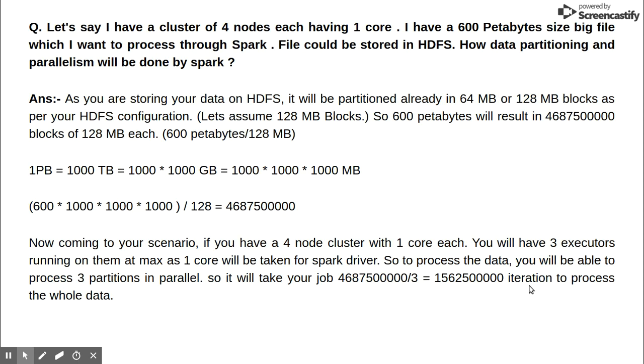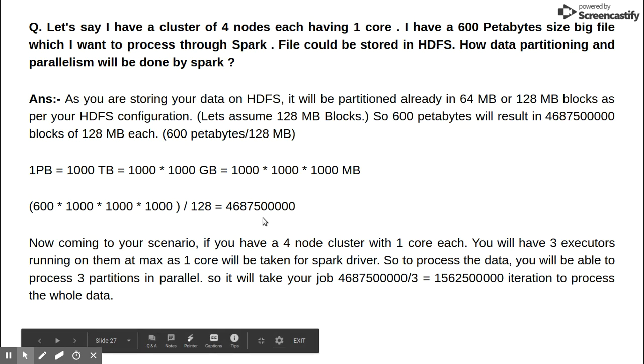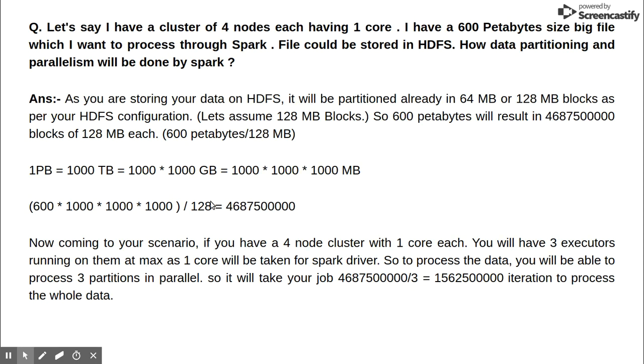Parallelism does not mean that all the partitions will be processed at once. No, that depends on your resources as well. Ideally there are these many partitions, but it depends on the number of resources. So ideally you have three cores, so at a time three tasks can execute in parallel, so only three tasks will execute.